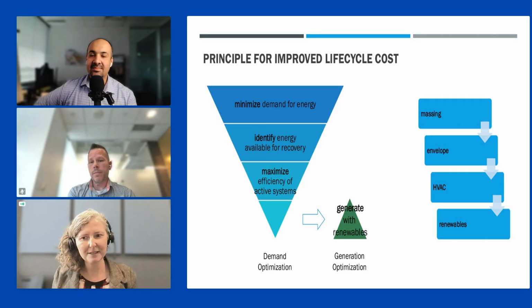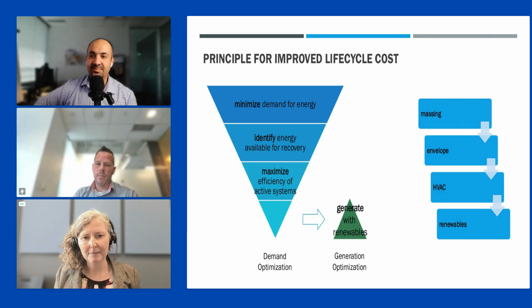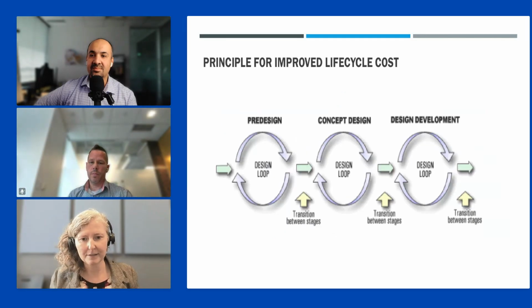And then the other reason that Scott went first is that only after you have an idea of what your loads will be can you pick the right mechanical system for the job. So as you're doing these design iterations, start with massing and envelope, have your energy modeler at the table, and then start a conversation about HVAC that includes those items.